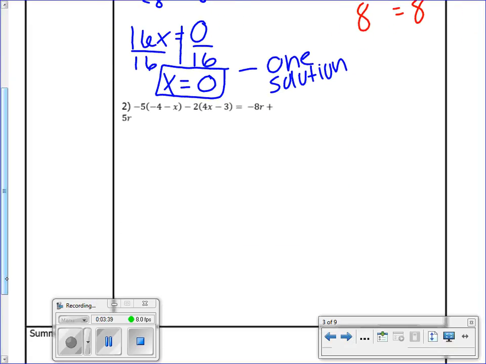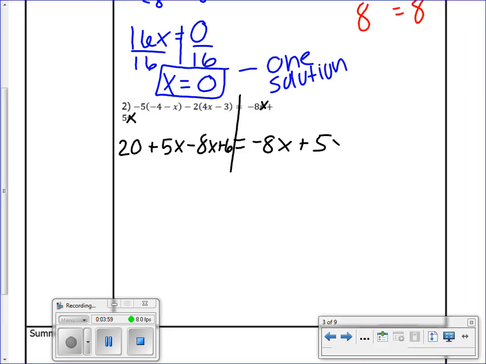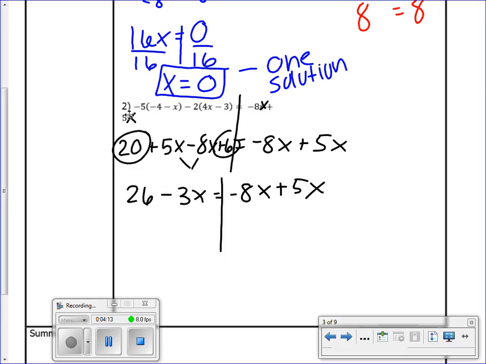Now for number 2, there's a typo here. These should be x's, not r's. So change those r's to x's. Again, we're solving an equation. So we have 20 plus 5x minus 8x plus 6 equals negative 8x plus 5x. We have to combine like terms. So we get 26 minus 3x equals negative 8x plus 5x. We can combine like terms on the right as well. So we get negative 3x on the right, negative 3x over here, and 26.